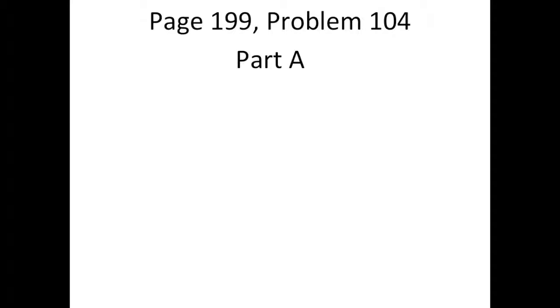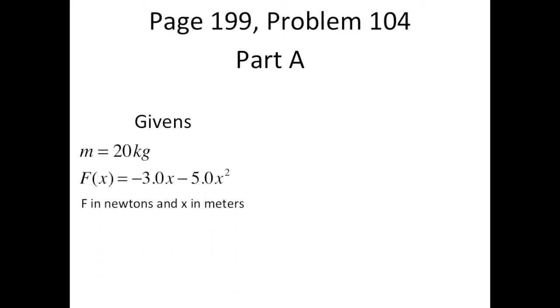So we start by listing our givens, and we know that the mass is 20 kilograms. We know that the force function is negative 3x minus 5x squared, F in newtons, x in meters. We know that the potential energy is 0 at a displacement of 0 meters, and we are looking for the potential energy at a displacement of 2 meters.